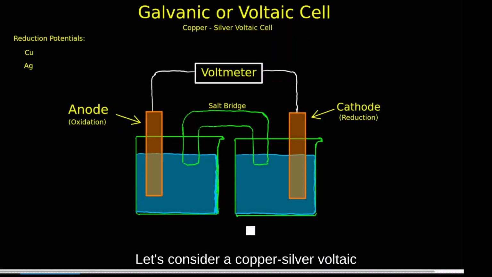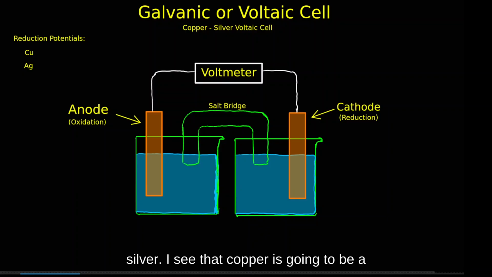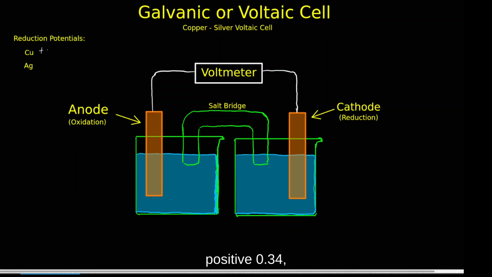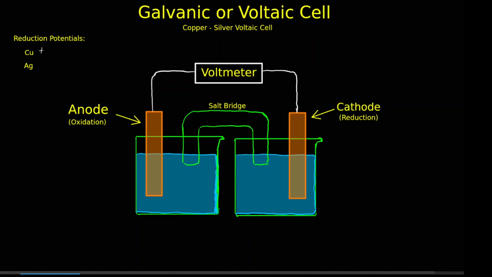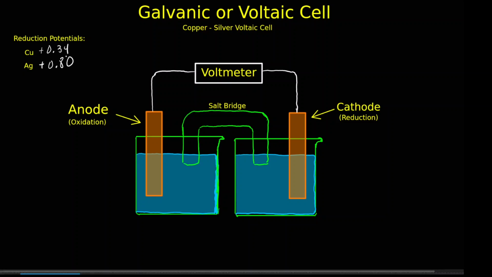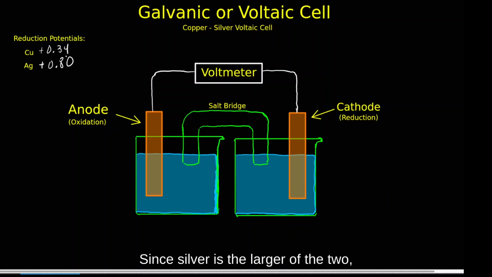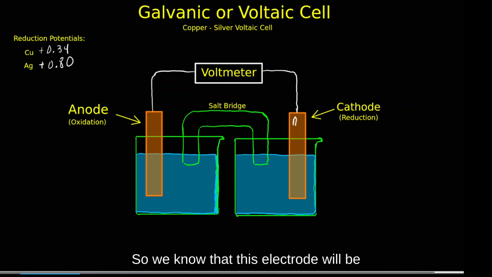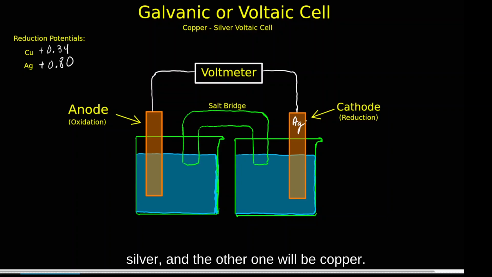Let's consider a copper-silver voltaic cell. First thing, let's look up the reduction potentials for both copper and silver. I see that copper is a positive 0.34, and silver is a positive 0.80. Since silver is the larger of the two, I know that it's going to be reduced. So we know that this electrode will be silver, and the other one will be copper.